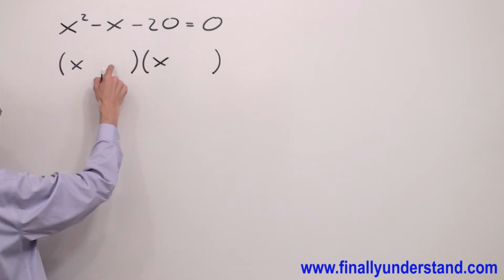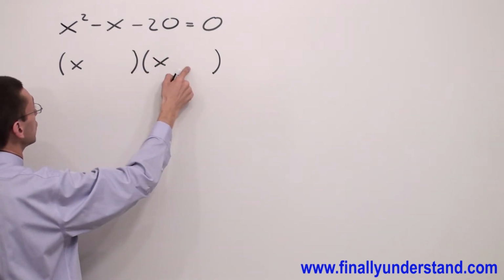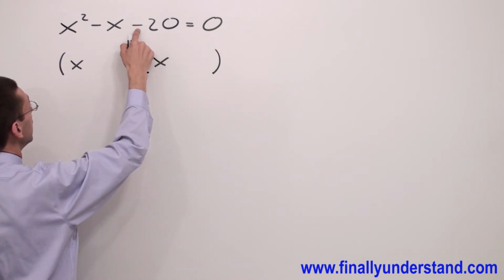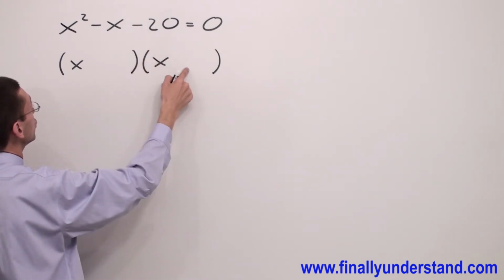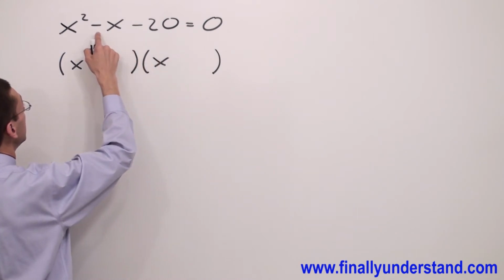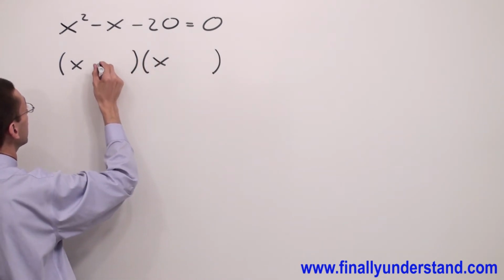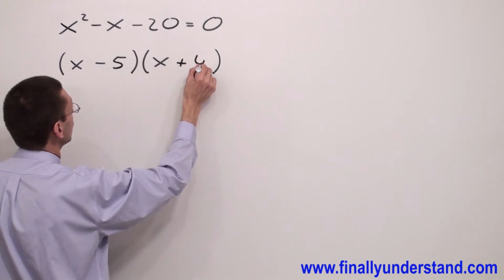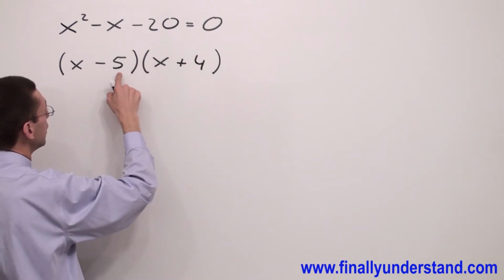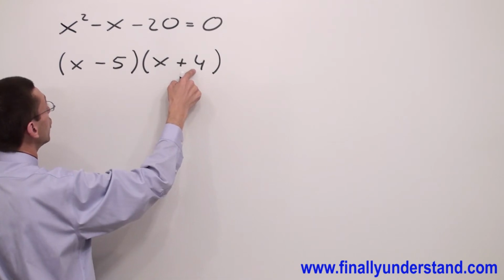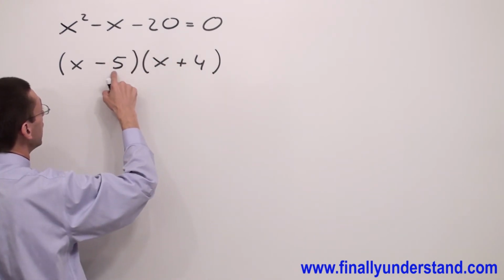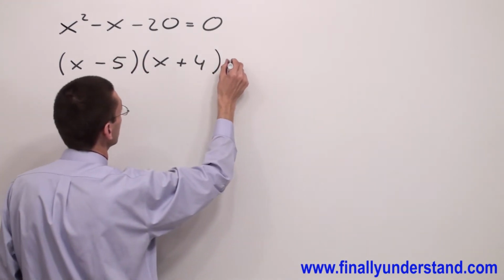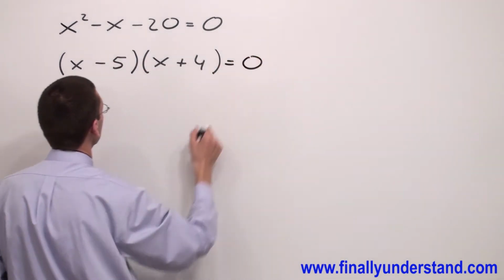Now, these two numbers, which I'm going to write over here, multiply by each other to give me negative 20, and add to each other to give me negative 1. So they are negative 5 and 4. Negative 5 times 4 gives me negative 20. Negative 5 plus 4 gives me negative 1. And this is equal to 0.